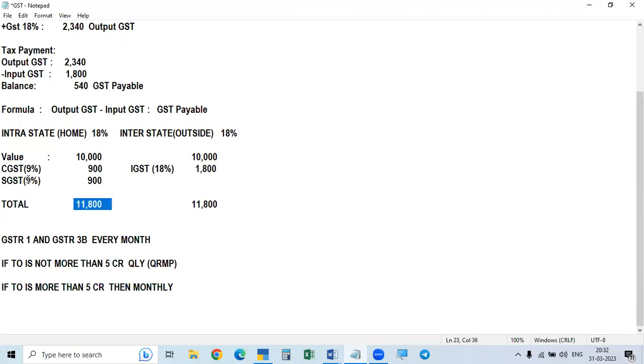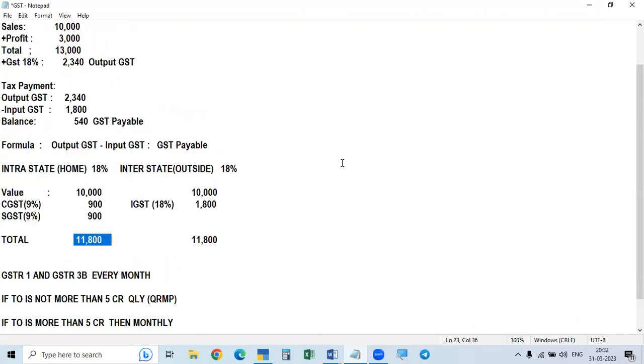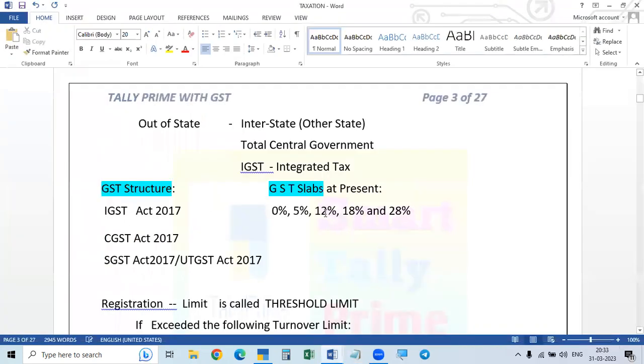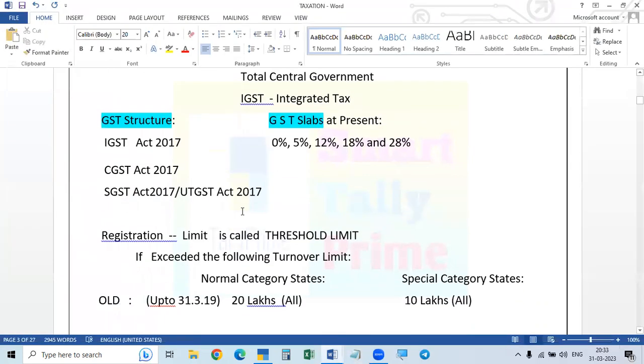Here, state and central will share. Here, total will be integrated. This is called IGST, CGST Act, SGST. So like this, there are 3 types of acts. Within the state, CGST and SGST will be levied 50-50. In the case of interstate, supply to another state, the total amount will be called IGST. Okay, understand this?